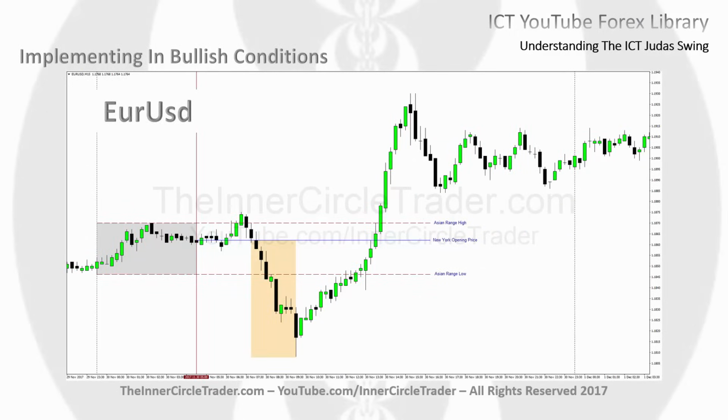Okay, so here we have the Euro dollar chart, and I want you to take notice that we have the Asian range applied. We also have the midnight delineation in New York. I've also highlighted the opening price at midnight. So this is the New York opening price. So whenever you hear me refer to New York open price, it's that price. Okay, whatever the opening price is exactly at midnight New York time.